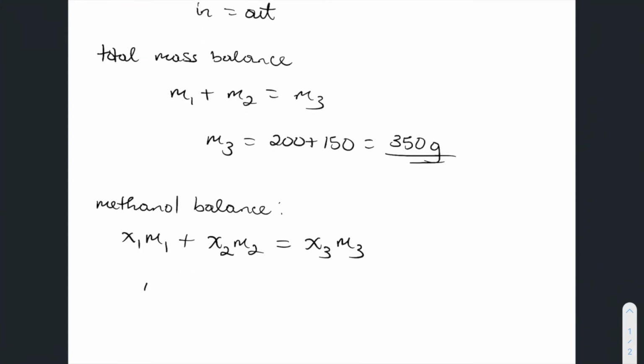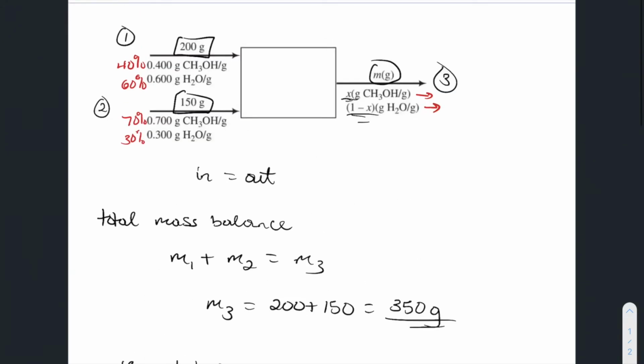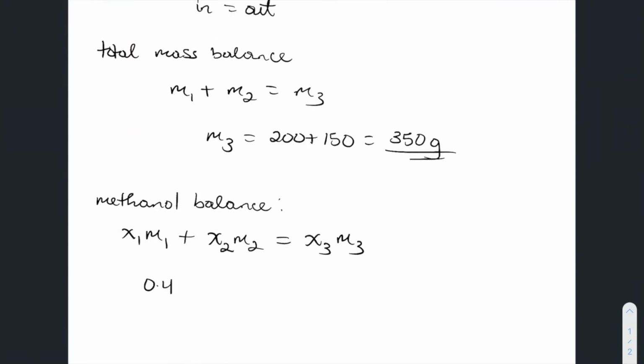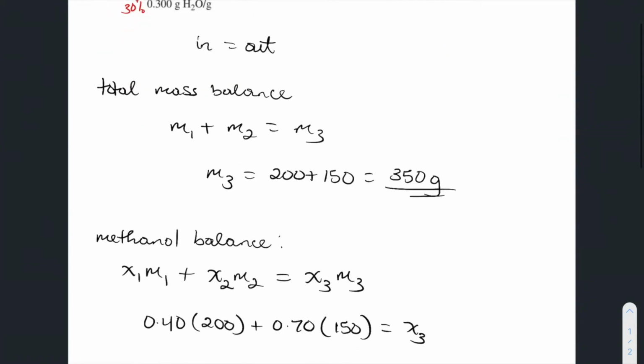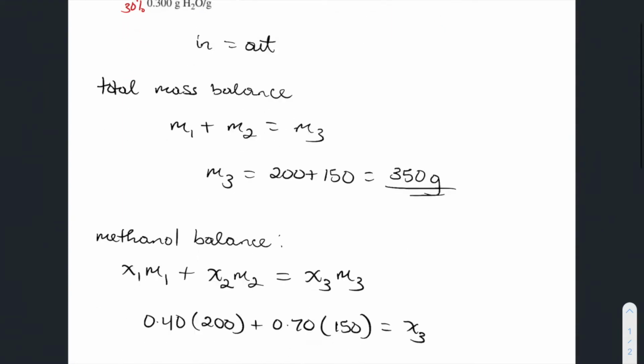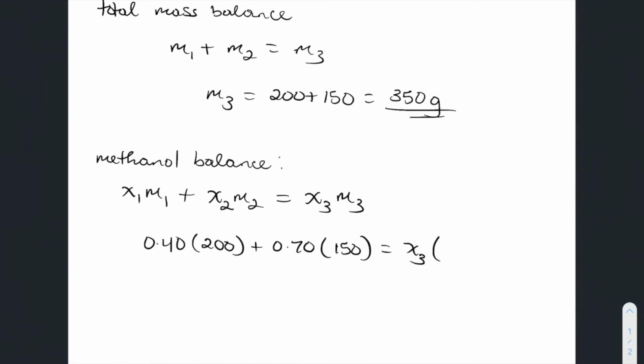So here we know that the mass fraction of methanol in the first stream is 0.4, that's 40%. So that's 0.4 times 200, plus in the second stream 70%, so that's 0.7 times 150. That should be equal to some mass fraction in the third stream that we don't know yet, that we're trying to find, but we know the total mass of the outlet stream, the third stream. That's, we just calculated it, 350. And now this is simple, one equation, one unknown. We can just solve this really quickly.